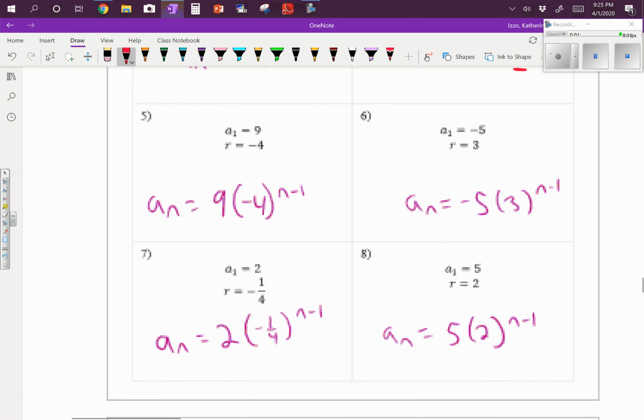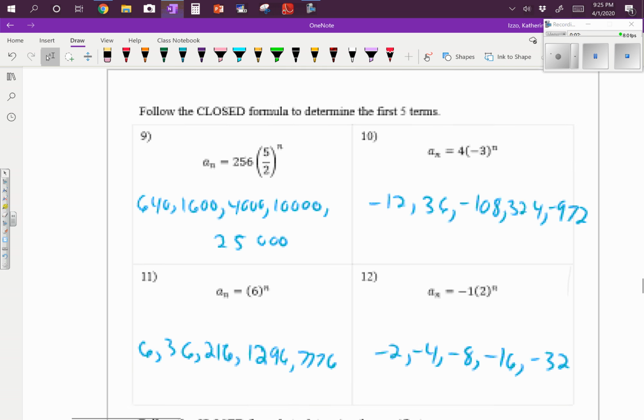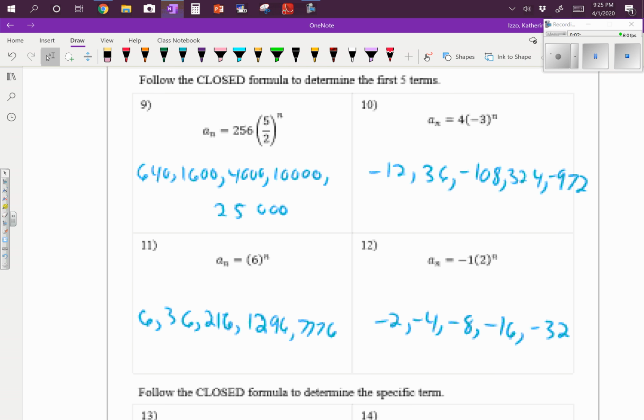For 5, 6, 7, and 8, it was extremely easy because it gave you the R, it gave you the A1. You just needed to know where to put them in the formula. On the back, I did number 10 with you. Number 9 was scary because it had that fraction involved, but the numbers were actually long. There's a lot of zeros there, but they're not too bad.